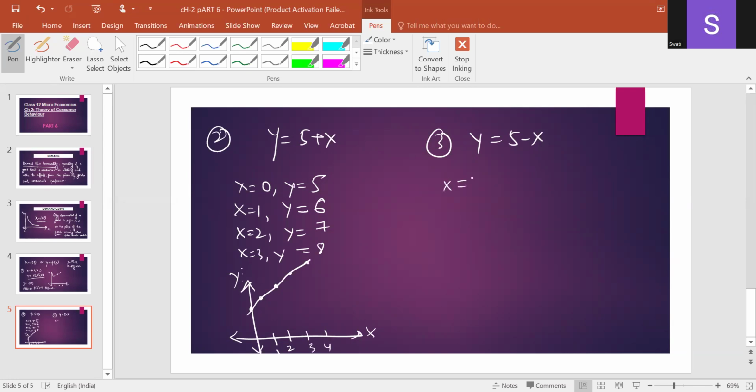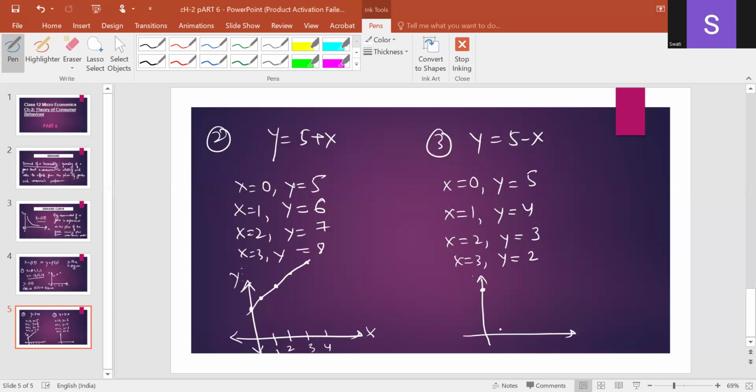Now let's say we have x equals 0, then y is 5; x is 1, y is 4; x is 2, y is 3; and x is 3, y is 2, and so on. So the graph that we get for this function is: if x is 0, y is 5; 1 is 4; 2 is 3; 3 is 2. Now if we join these dots, we get a downward sloping demand curve, right?